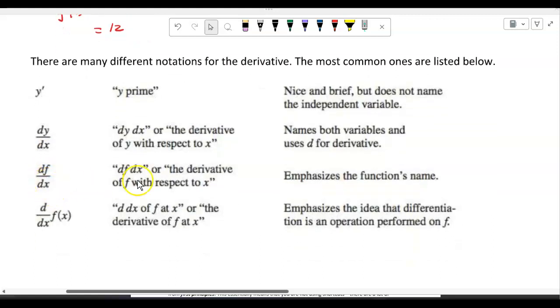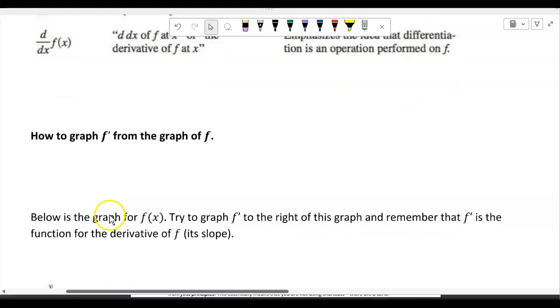df by dx, or the derivative of f with respect to x. Isn't f just y? It emphasizes the function's name. d of f(x) by dx, so f of x is y. d by dx of f at x, or the derivative of f at x, emphasizes that differentiation is an operation performed on f. That doesn't matter, these are just different notations, but it's all the same thing.